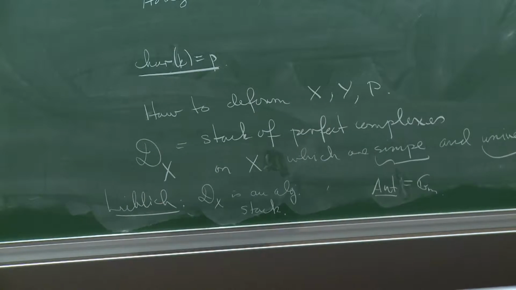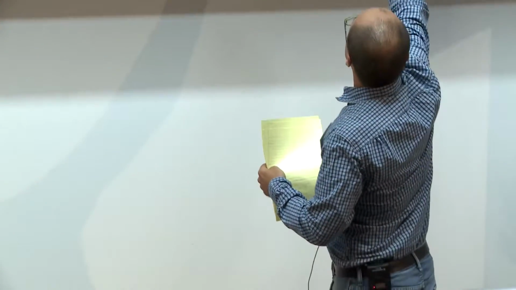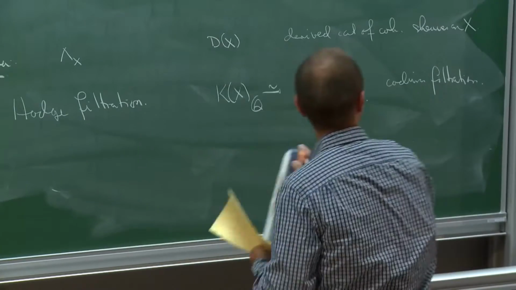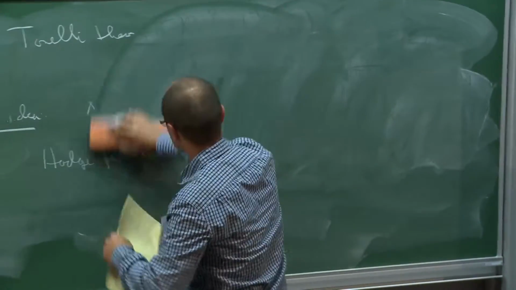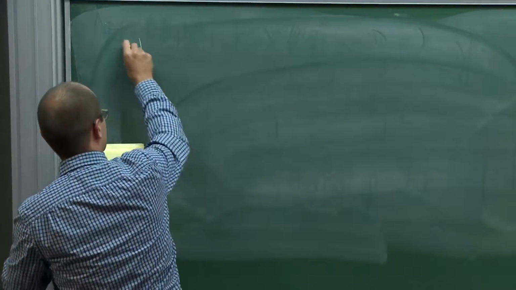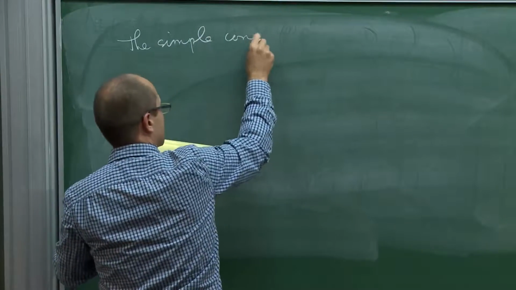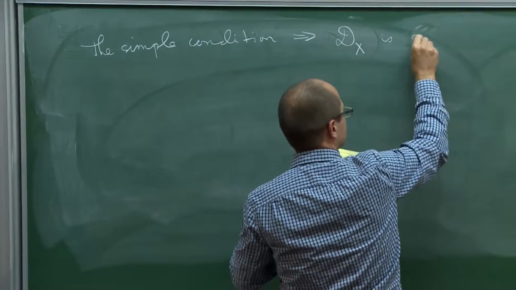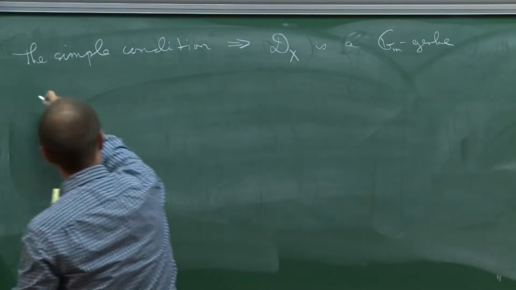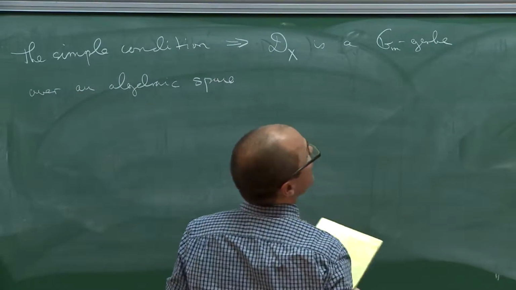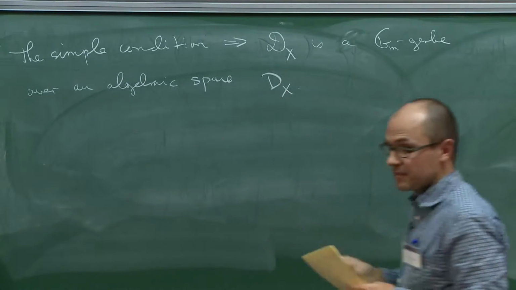So you have some geometric object to work with. Because it's big and non-separated and all that kind of thing. But in general, if you don't put the simple condition, the simple condition actually gives us a reasonable space here. So the simple condition implies that this thing D_X is a G_m gerbe over an algebraic space, which maybe I'll write in Roman font, D_X.